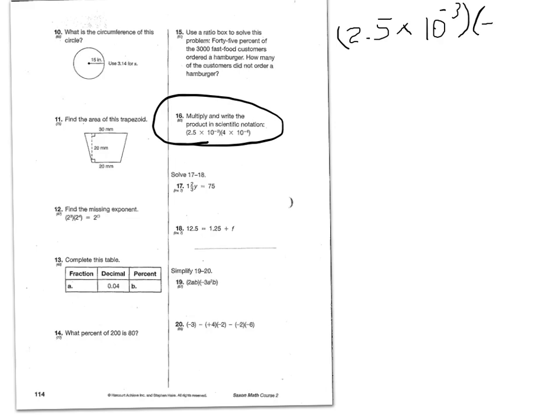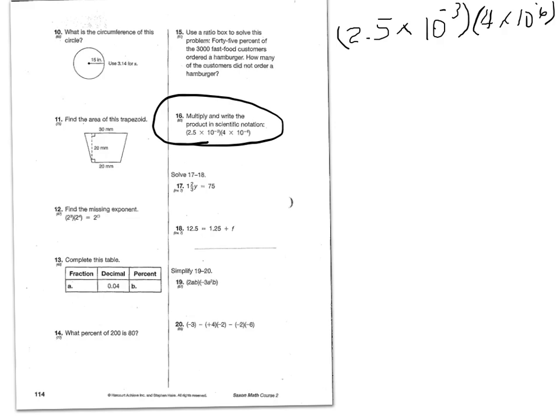All right, we need to take a look at number 16. Number 16 is simply multiplying and writing the product in scientific notation. So we have 2.5 times 10 to the negative 3, and that's times 4 times 10 to the negative 5, I think. Gosh, it's kind of hard to read on here. Is that a negative 5? No, it's a negative 6.